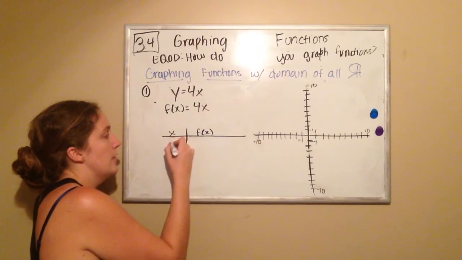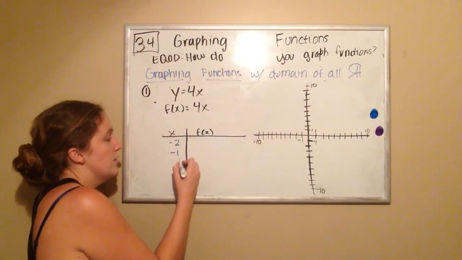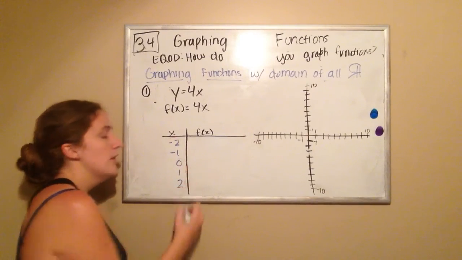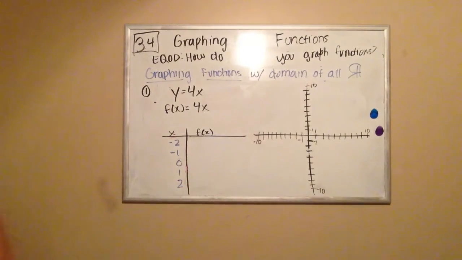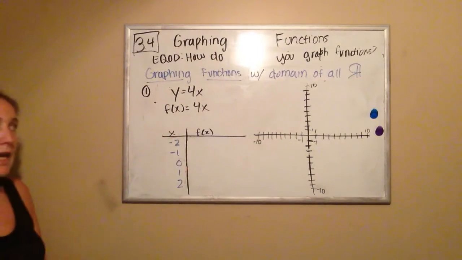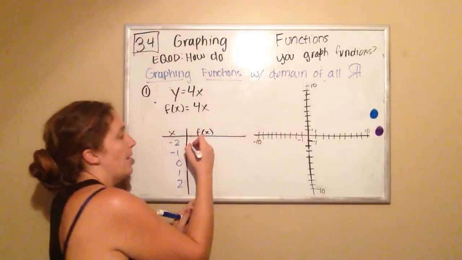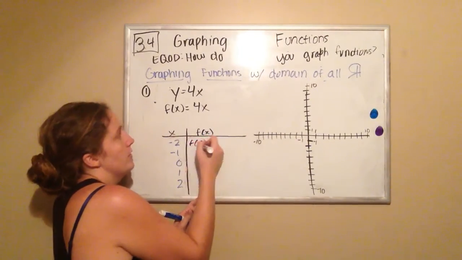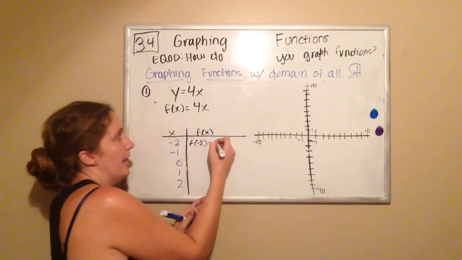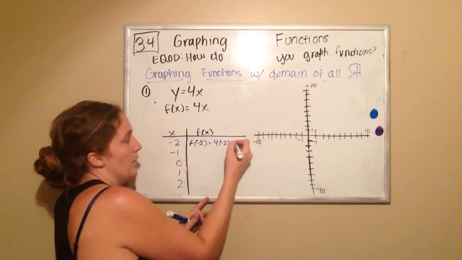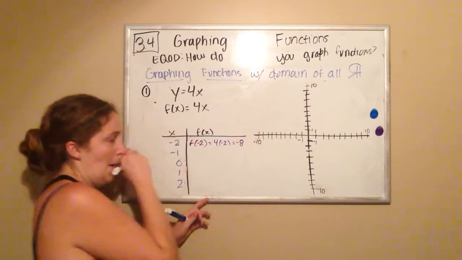Typically I do negative 2, negative 1, 0, 1, and 2. Those are the standard ones that I like to stick to. Doesn't mean you have to. You could choose any x's you want to plug them in, but these are the ones I like. So if we think about f of negative 2, take the equation that we have and we plug in that negative 2, and we're going to get negative 8.